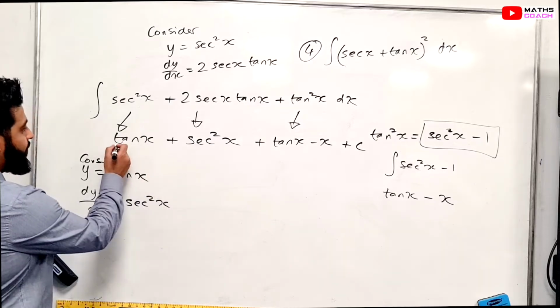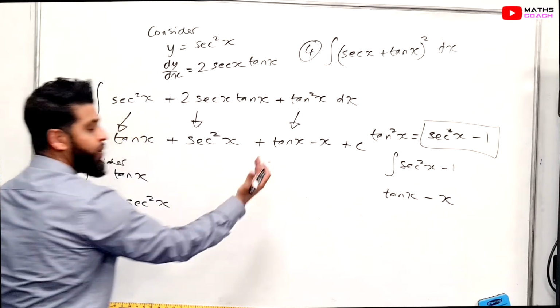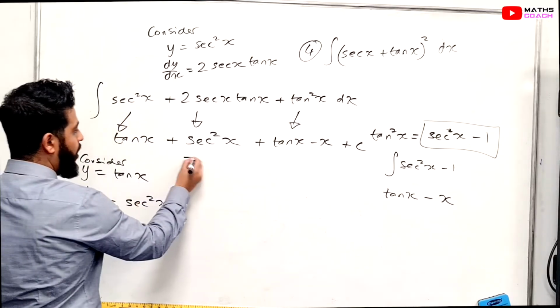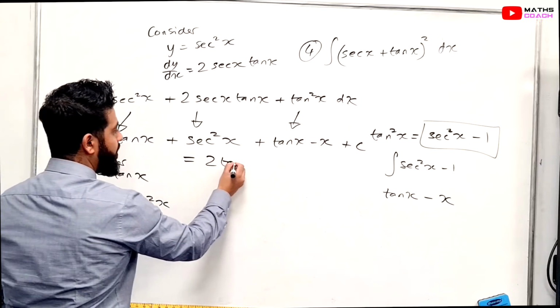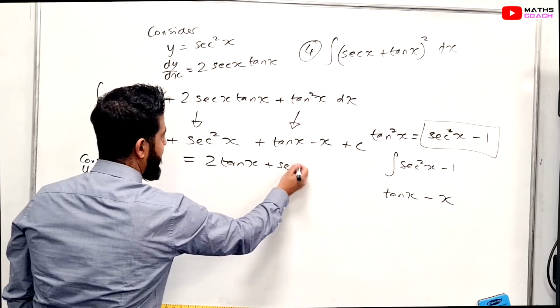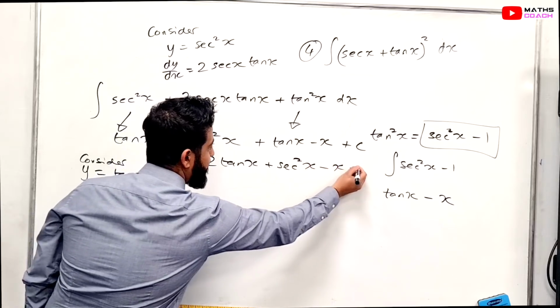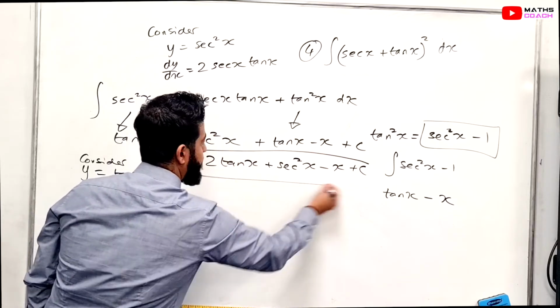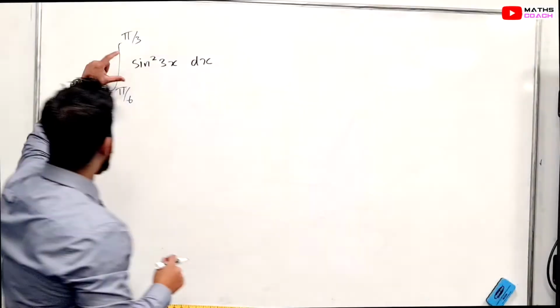Now here, we've got tan x here. We've got tan x here. We can put them together. So overall, we have 2 tan x plus sec squared x minus x plus c. And that's our answer. On to the final question.